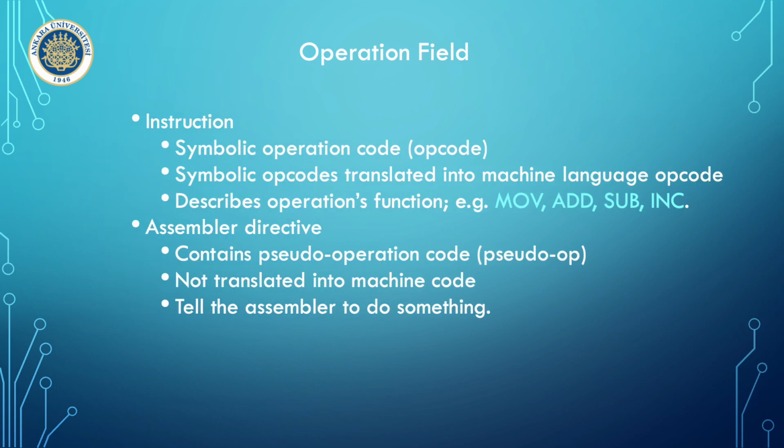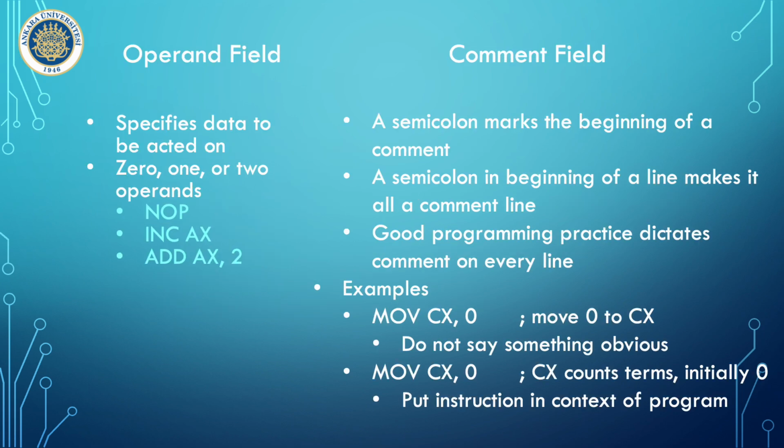The operation field specifies the symbolic opcode, such as MOV, ADD, or SUB. It may also include assembler directives, which guide the assembler rather than generating machine code. The operand field specifies the data to be processed. Depending on the instruction, there may be 0, 1, or 2 operands. Comments begin with a semicolon and they are ignored by the assembler. Good comments explain the purpose of the code rather than stating the obvious.